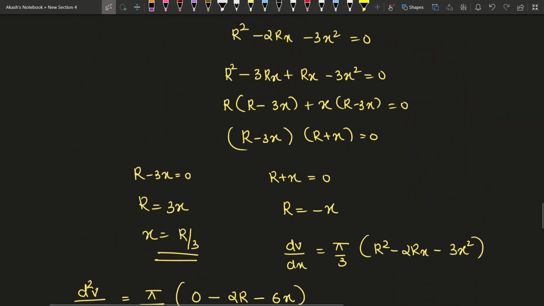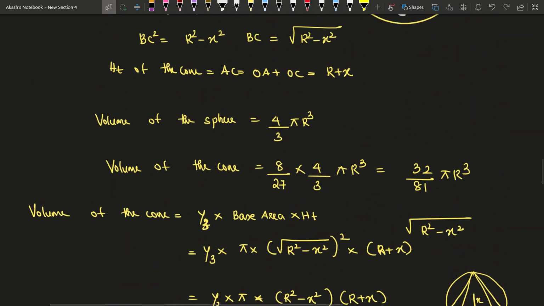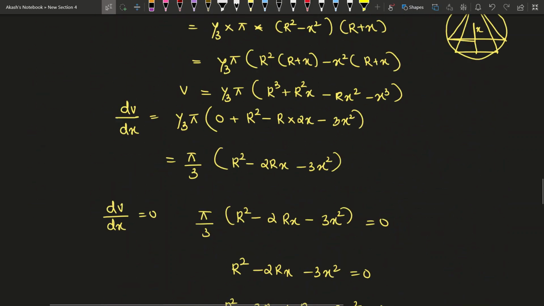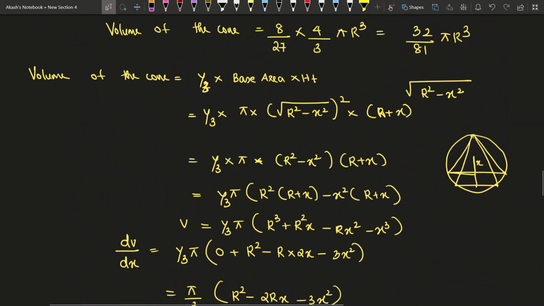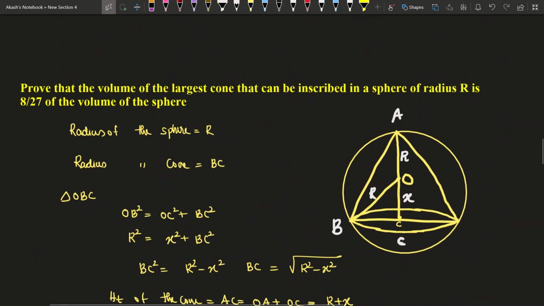This is what we needed to check. Why? Because we established that 8 by 27 times the volume of the sphere is equal to 32 by 81. So we got the same value. So this is the way in which we can solve this particular kind of question. Hope the explanation is clear.